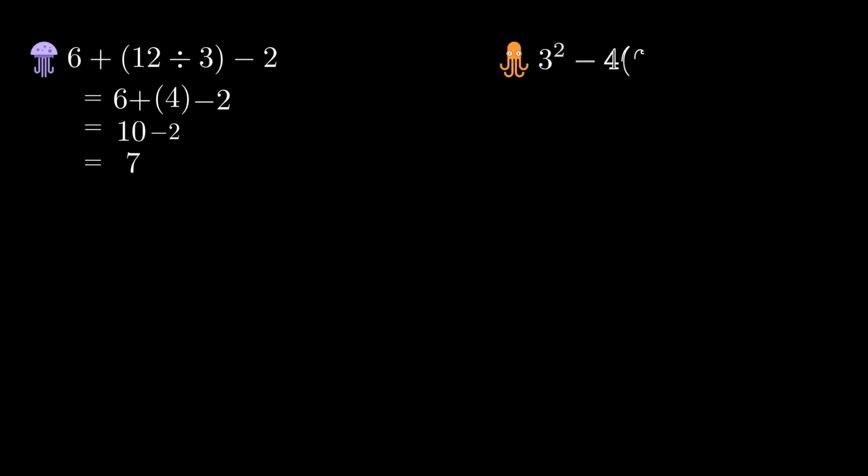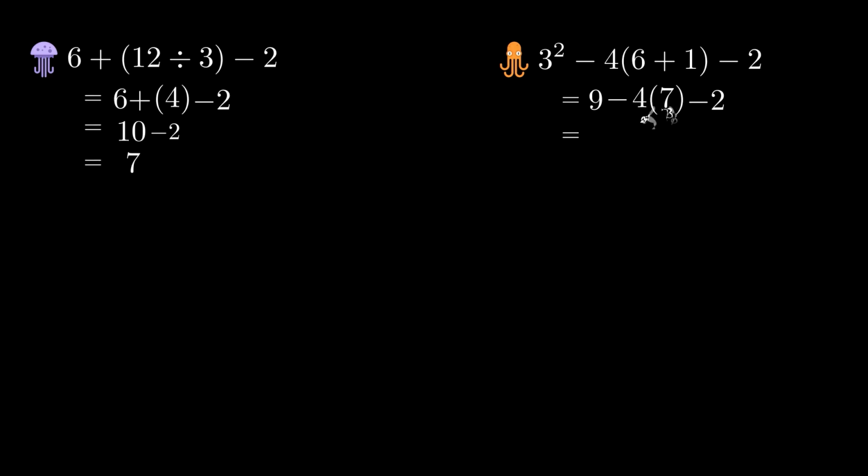Let's try another one. Here's the expression. Now in this expression we have an exponent, parentheses to solve first, and then multiplication and subtraction. So as per the order of operations, we solve the exponent first. 3 raised to the power of 2 is 9, because 3 times 3 is 9. Now we solve the expression inside the parentheses. 6 plus 1 is 7. Now the expression becomes 9 minus 4 times 7 minus 2.